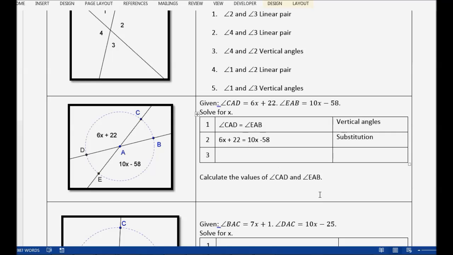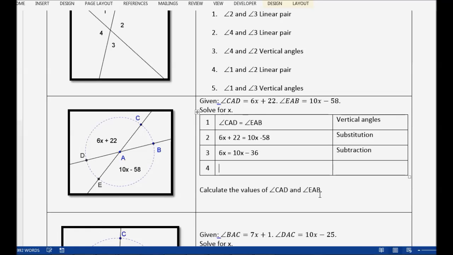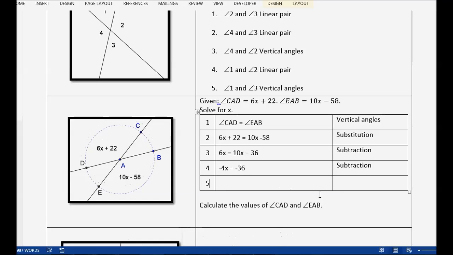Maybe I subtract 22 from both sides. 6x equals 10x minus 36. Subtraction. And then I subtract 10x from both sides. So now I have negative 4x equals negative 36. And finally, I divide both sides by negative 4. So x is 9.